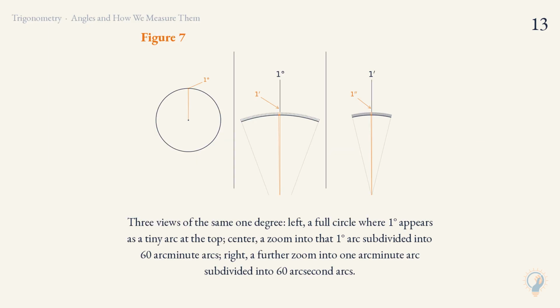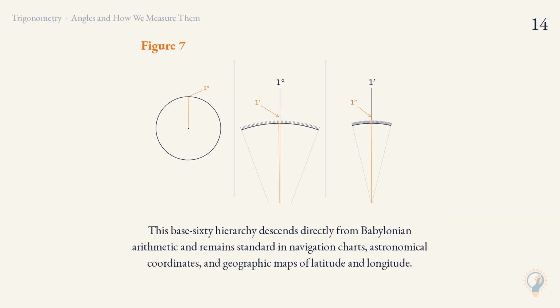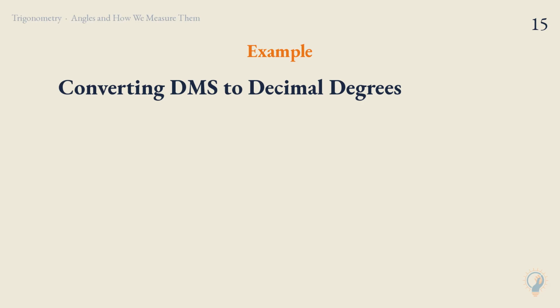Figure 7. Three views of the same 1 degree. On the left, a full circle where 1 degree is a tiny arc at the top. In the center, that arc zoomed in and subdivided into 60 arcminute arcs. On the right, 1 arcminute arc zoomed in further and subdivided into 60 arcsecond arcs. This base 60 hierarchy descends directly from Babylonian arithmetic and remains standard in navigation charts, astronomical coordinates, and geographic maps of latitude and longitude. Worked example: converting DMS to decimal degrees.